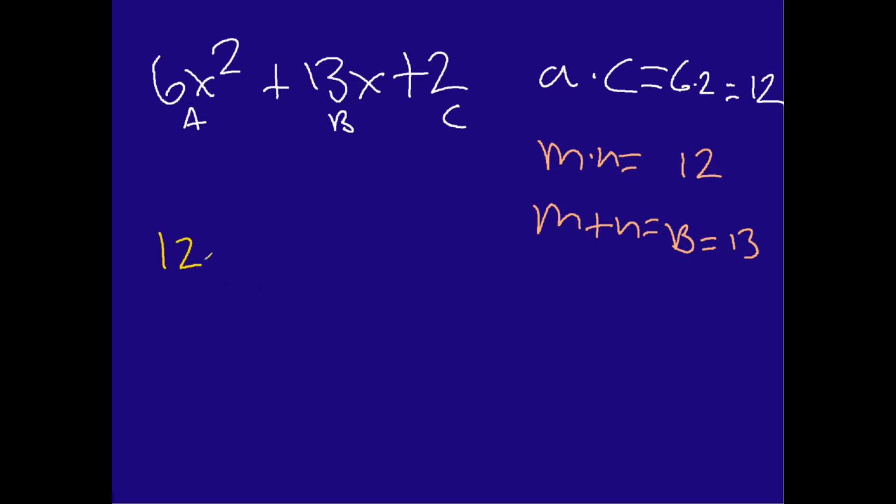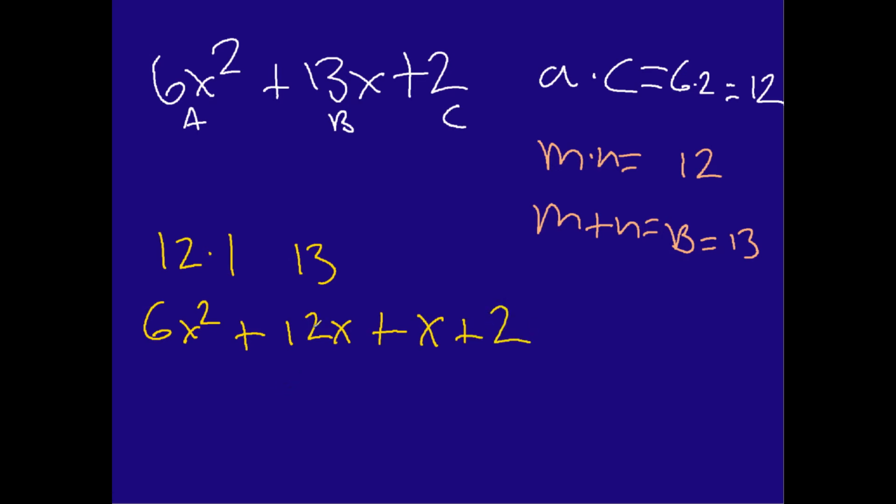So if I do 12 times 1, I get 12. And if I do 12 plus 1, I get 13. So we're already done. That was quick and easy. So this is how we can separate out the middle term. We can separate out the middle term as 6x squared, we haven't messed with that yet, plus 12x plus x plus 2, like so. And now we want to continue to finish off the factoring by dealing with 2 terms at a time. And so we'll combine these guys right here and these guys right here.